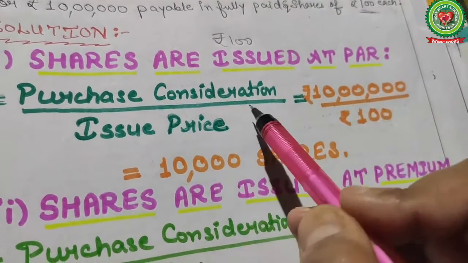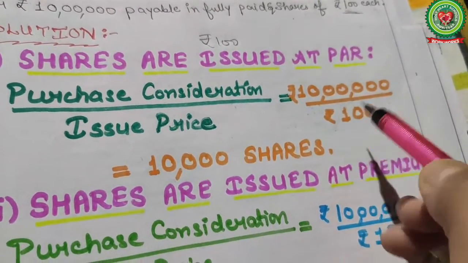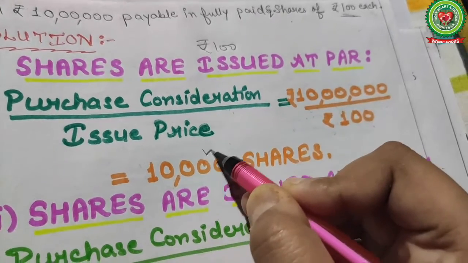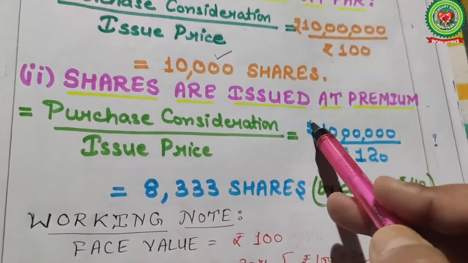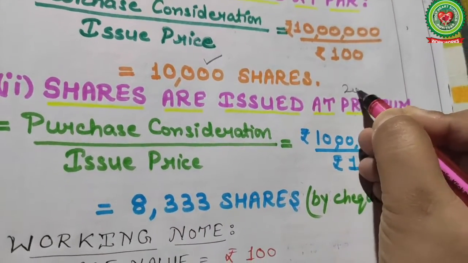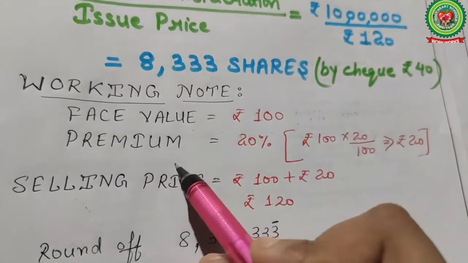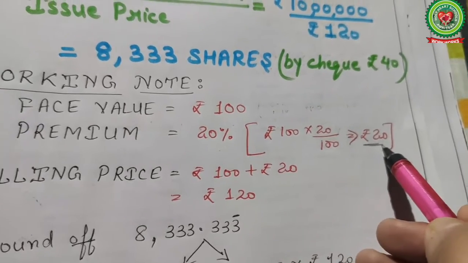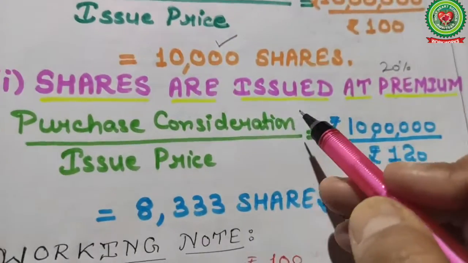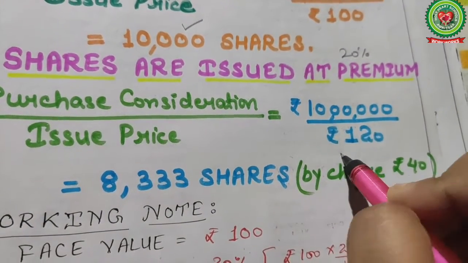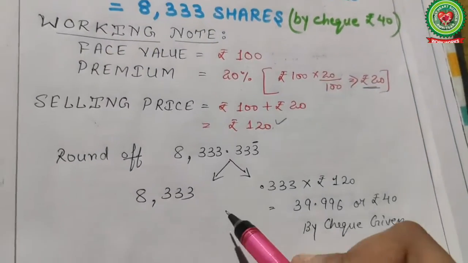Put the value of purchase consideration 10 lakh divided by issue price. Issue price here is rupees 100, so divided by 100, total shares issued are 10,000. That is your first part answer. Second part, shares are issued at a premium of 20%. So here not at face value. First of all, find out the premium value. Face value rupees 100, premium 20%, so 20% premium is rupees 20. 100 plus 20 is equal to 120, the selling price here. So purchase consideration 10 lakh divided by 120, not 100, because of the premium.